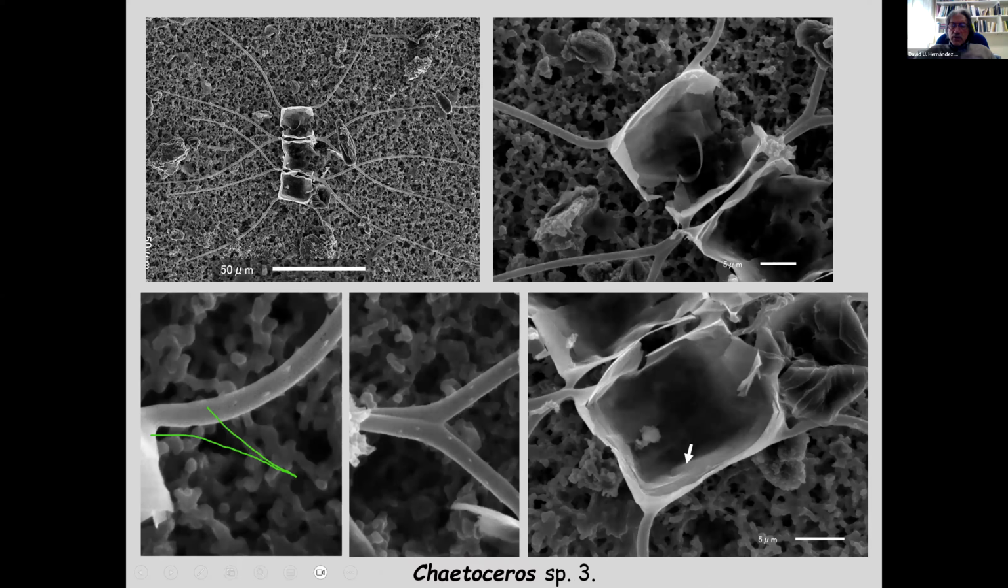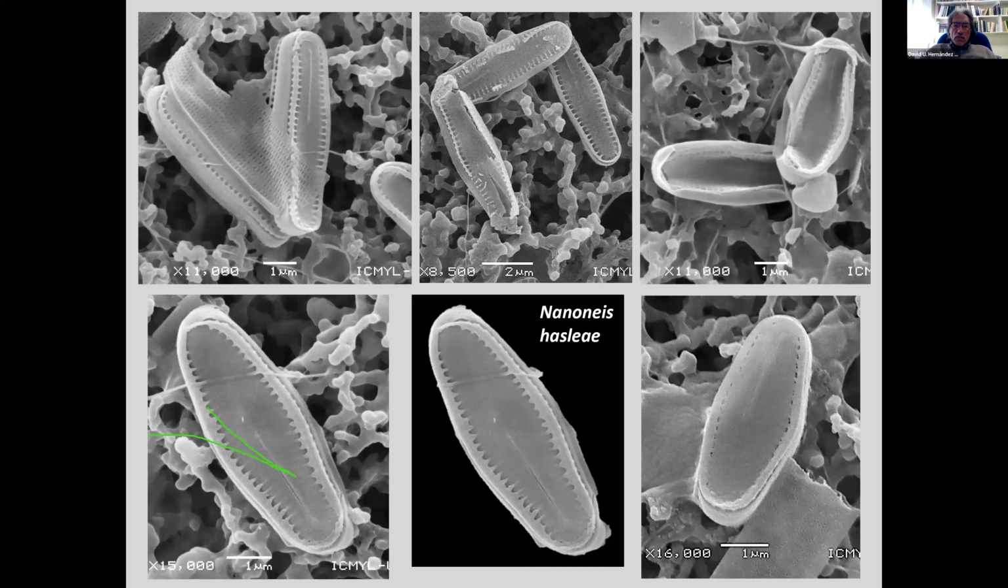And another species which is considered to be new is this Chaetoceros species 3, with only 3 cells in the chain. I can tell you that it has the same structures as the species Chaetoceros bacteriastroides. So it may be related to that species, but it is completely new.